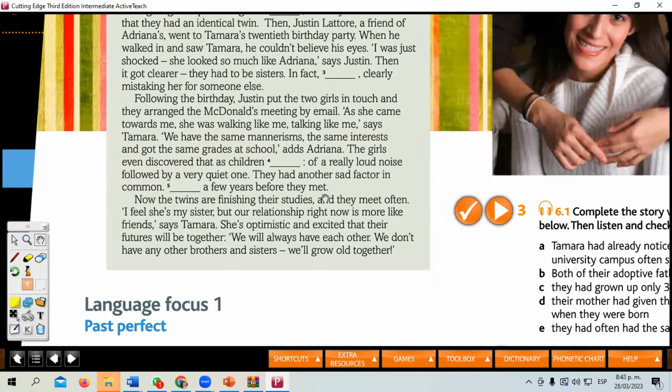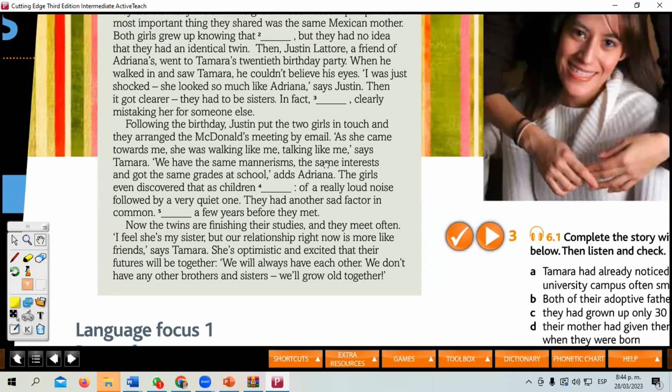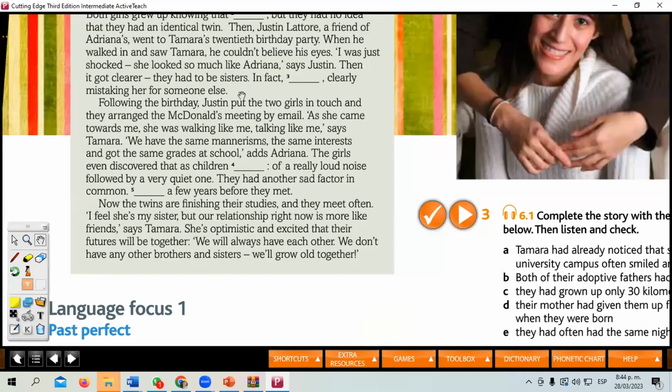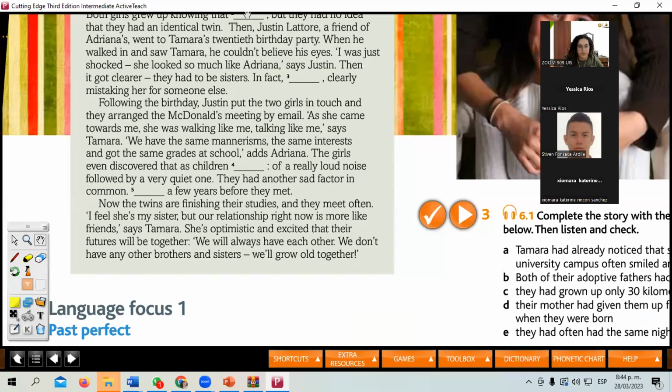I feel she's my sister, but our relationship right now is more like friends, says Tamara. She's optimistic and excited that their futures will be together. We will always have each other. We don't have any other brothers and sisters. We'll grow old together. Very good. All right, guys.